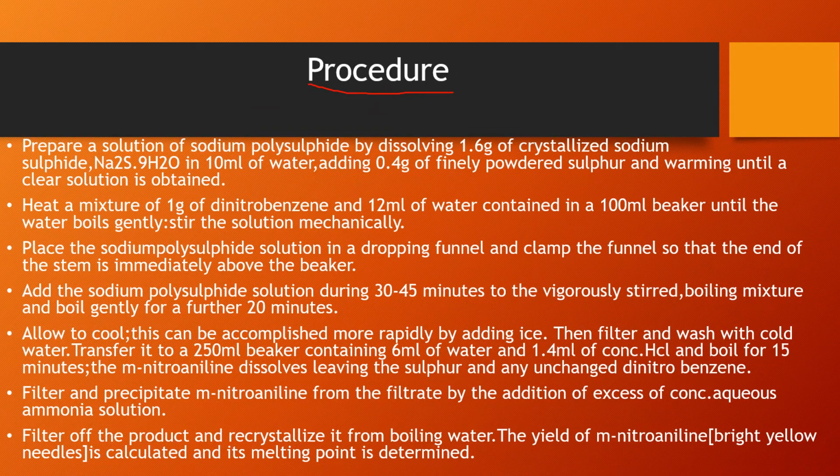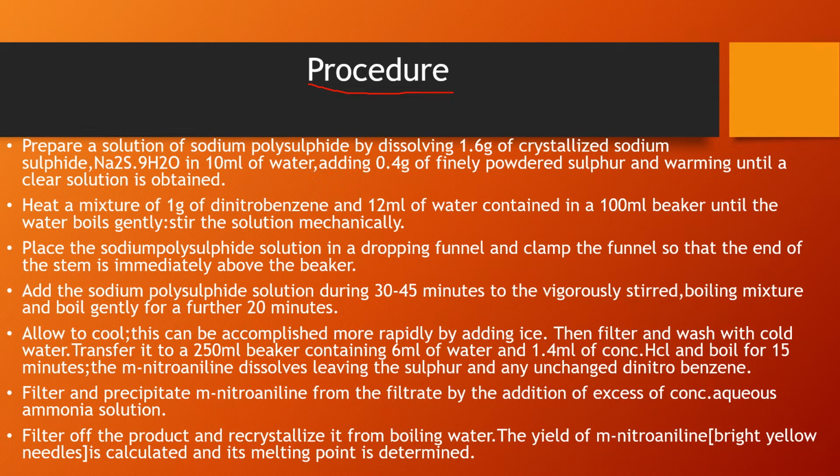Now, the procedure. Prepare a solution of sodium polysulfide by dissolving 1.6 grams of crystallized sodium sulfide in 10 ml of water, adding 0.4 grams of finely powdered sulfur and warming until a clear solution is obtained. Heat a mixture of 1 gram of dinitrobenzene and 12 ml of water contained in a 100 ml beaker until the water boils gently. Stir the solution mechanically through the whole process. Now place the sodium polysulfide solution in a dropping funnel and clamp the funnel so that the end of the stem is immediately above the beaker.